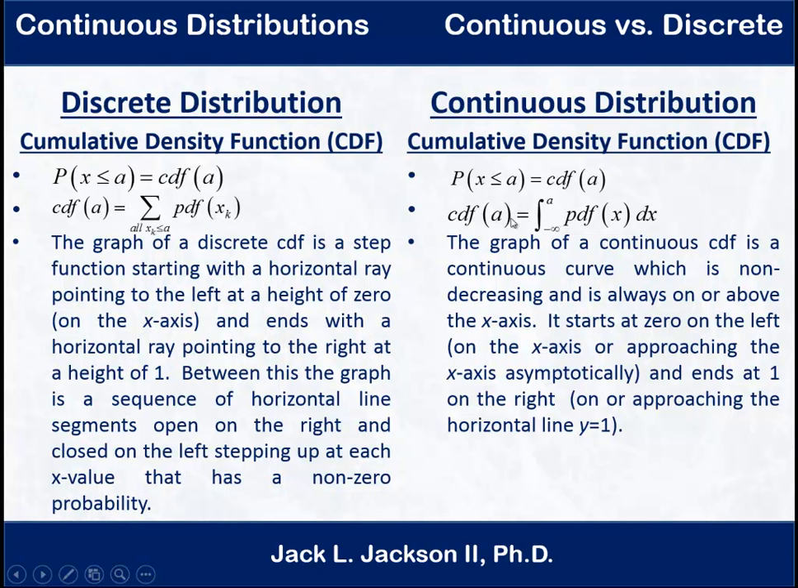Well, what do you do over here? Well, not too surprising. You want to calculate this sum, but all the x's up to A. So you go from negative infinity to A on our sum, and then we sum up our probabilities, PDF of x, dx.